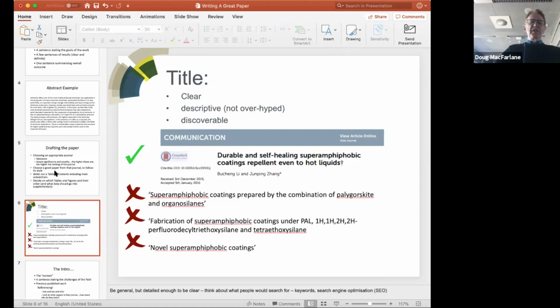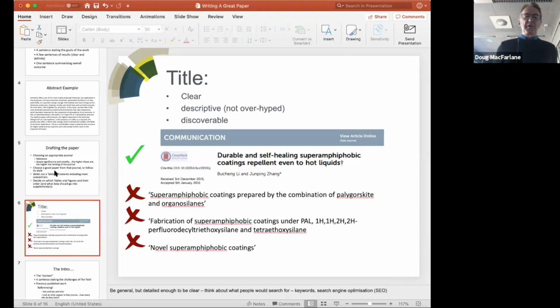So here's an example then of a paper. This is to do with some coating materials, and you can see some examples there of what the editors thought was a good title, as opposed to a number of alternatives that are quite reasonable given the content of the paper that really aren't.